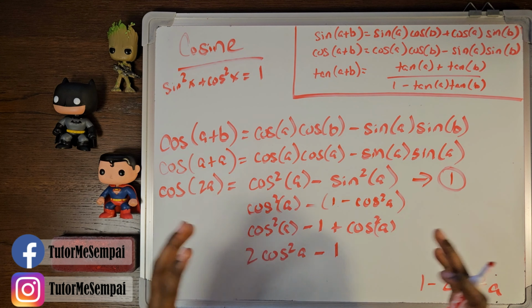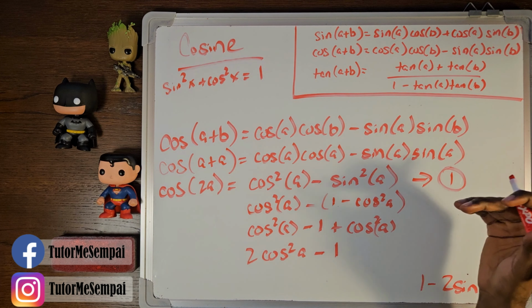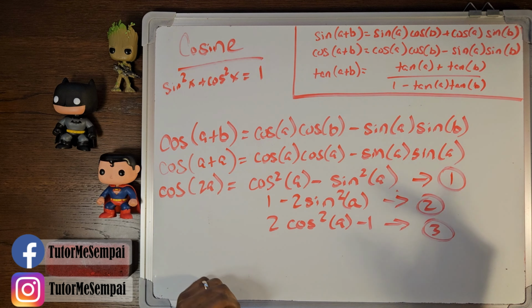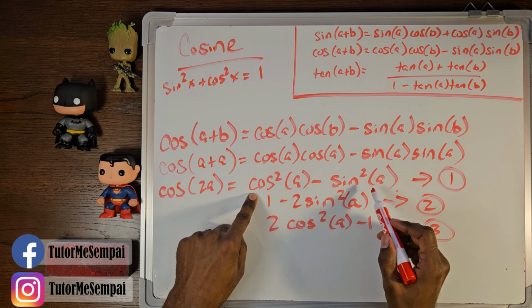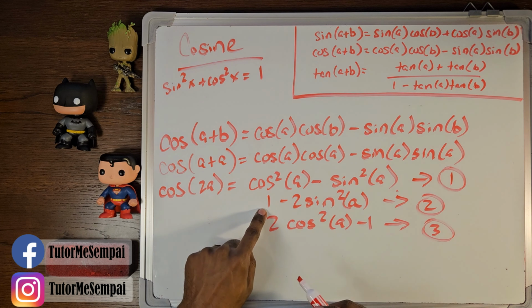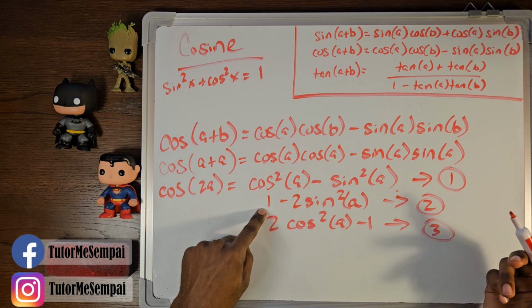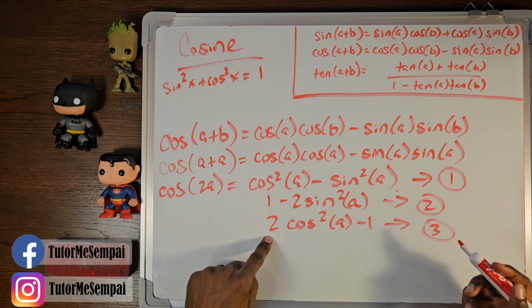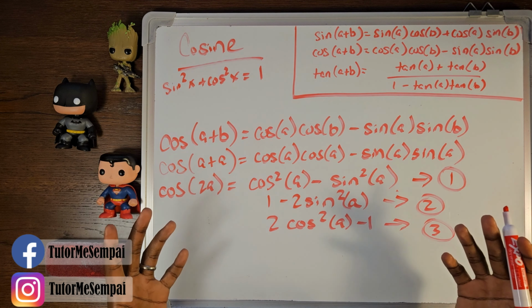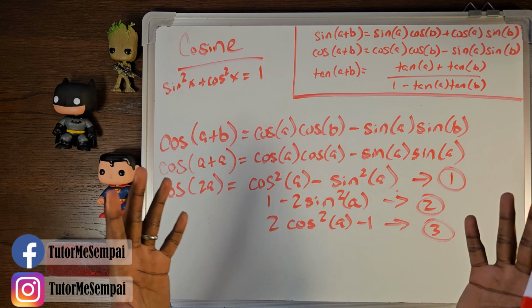So let me rewrite all of these so you can see them all one after the other. Now you see all three of them in one place. We have cosine squared A minus sine squared A. That's the first one. We have 1 minus 2 sine squared A. That's the second one. And we have 2 cosine squared A minus 1. That's our third one.